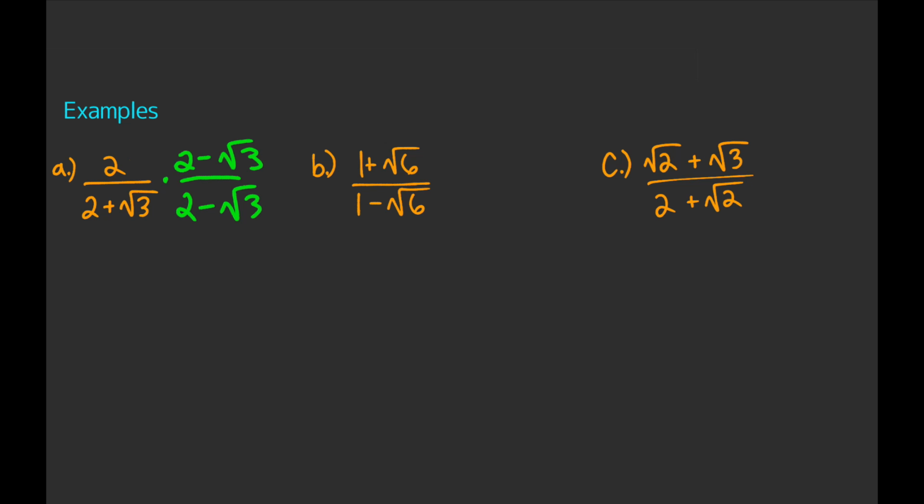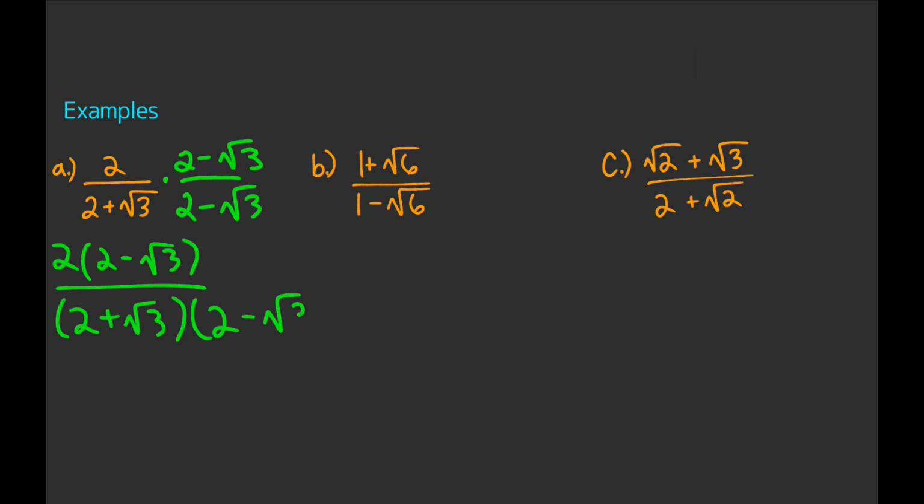We are multiplying by the conjugate on the top and the bottom. So now all we're going to do is normal multiplication. So let me rewrite everything. We'll have 2 times 2 minus the square root of 3 over 2 plus the square root of 3 times 2 minus the square root of 3. And actually, I am going to have to write a little bit over here because I'm running out of space.